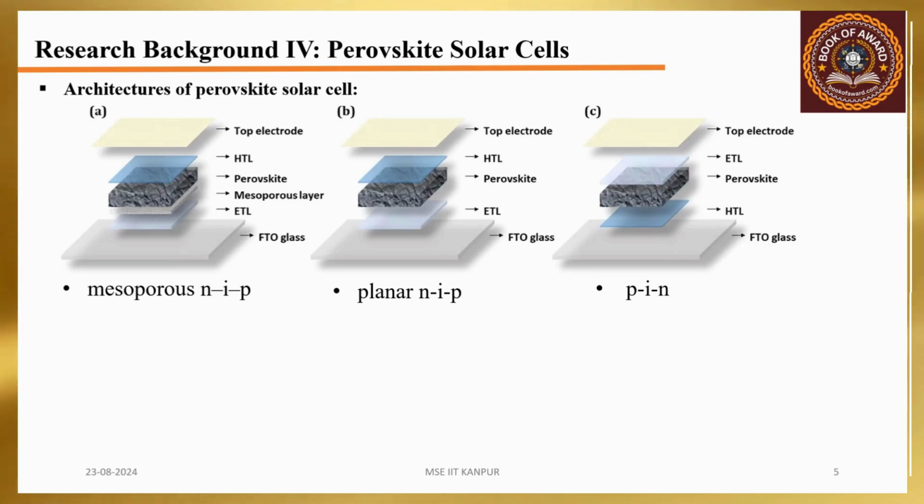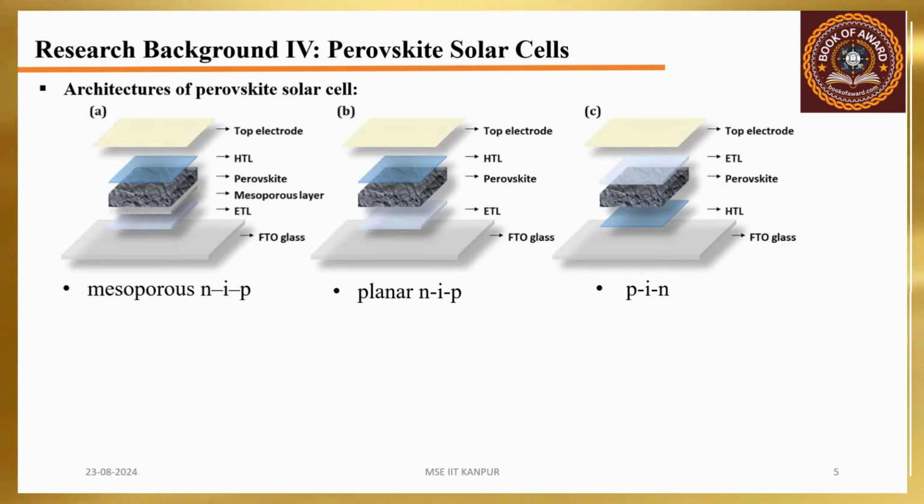On FTO, firstly the electron transport layer is deposited, and after deposition of the ETL, the mesoporous layer is deposited. After deposition of the mesoporous layer, the perovskite layer is deposited, which acts as the photoabsorber layer. After deposition of the perovskite layer, the HTL, hole transport layer, is deposited, and on top of the HTL, the electrode is deposited.